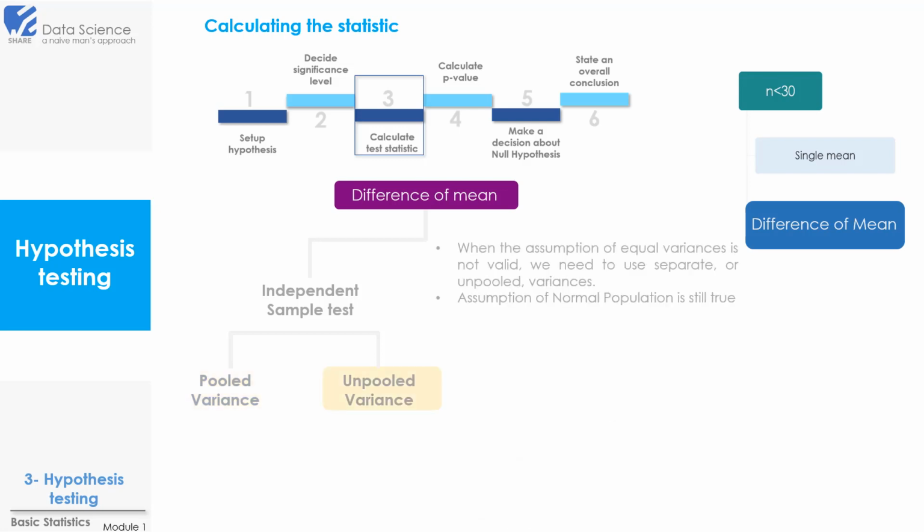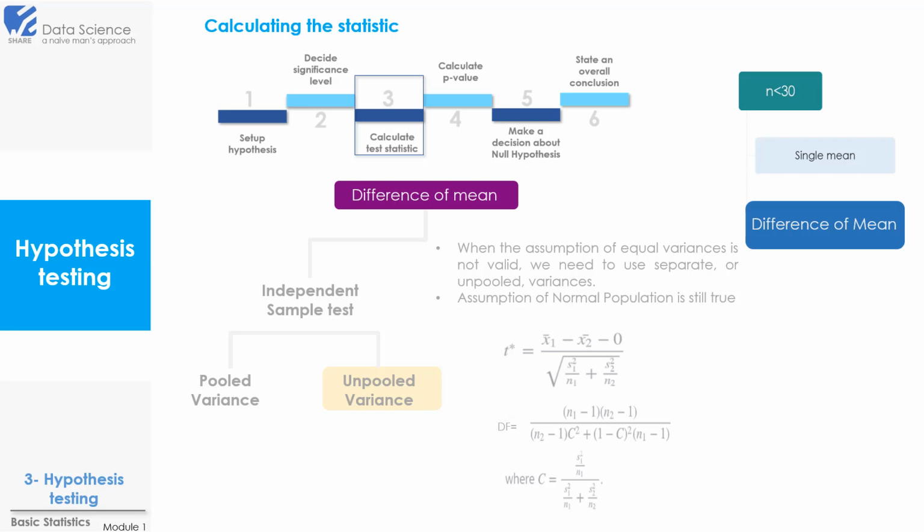Then we have the next case, unpooled variance. When the assumption of equal variances is not valid, we need to use separate or unpooled variances. However, the second assumption of a normal population is still true. The formula for calculating the t-statistic is shown here. Here S1 and S2 are the standard deviations of each of the samples, and N1 and N2 are the sample sizes. Then the formula for degrees of freedom is shown here. To calculate the degrees of freedom, we are using a variable C, which can be calculated by the formula shown here at the bottom of the screen.